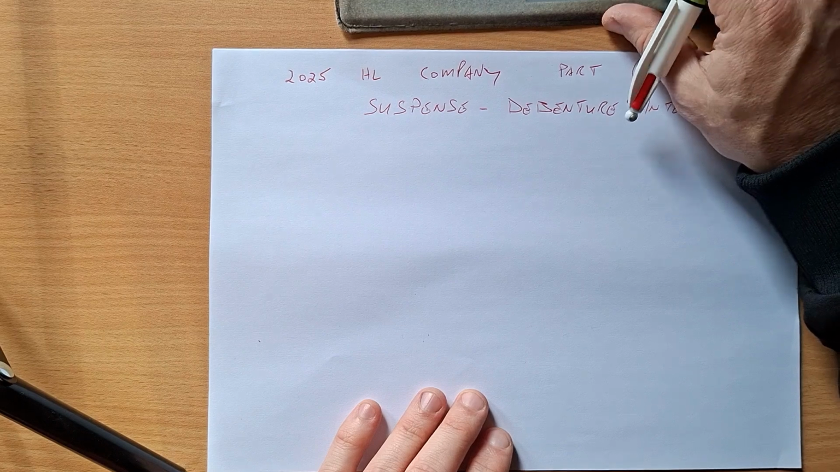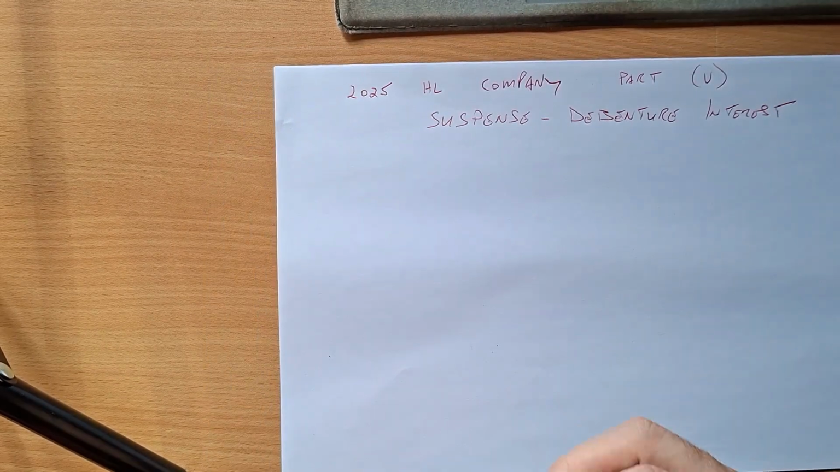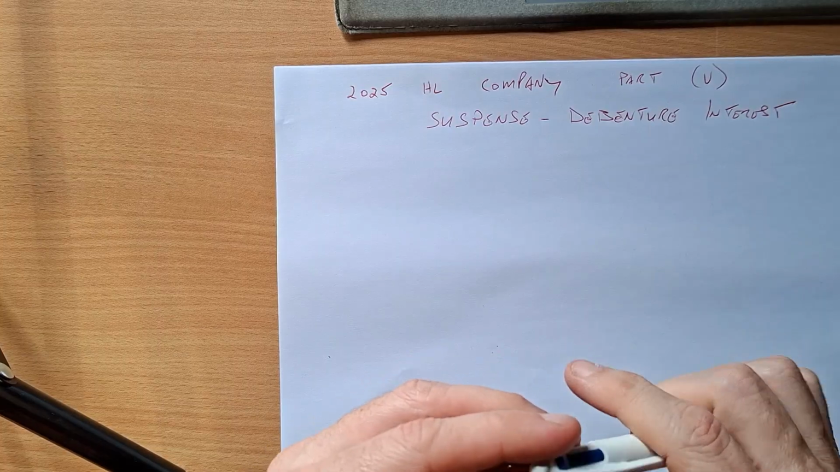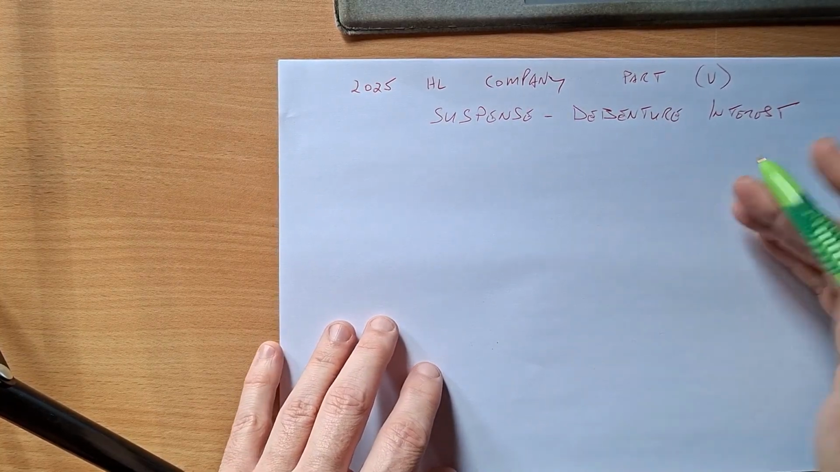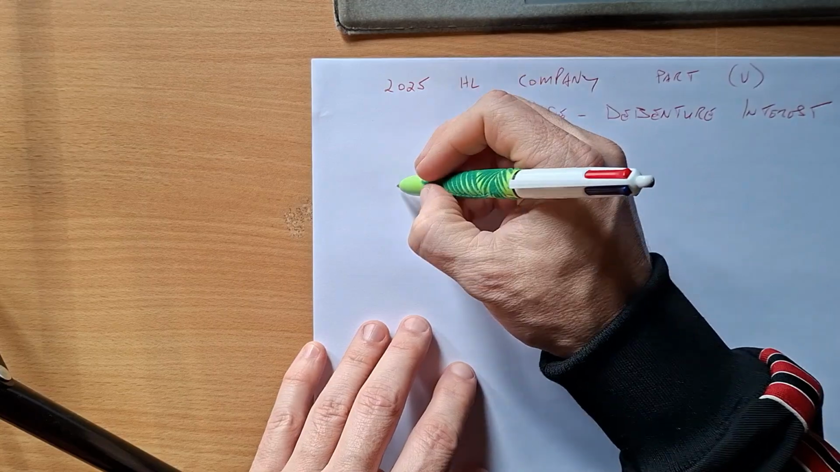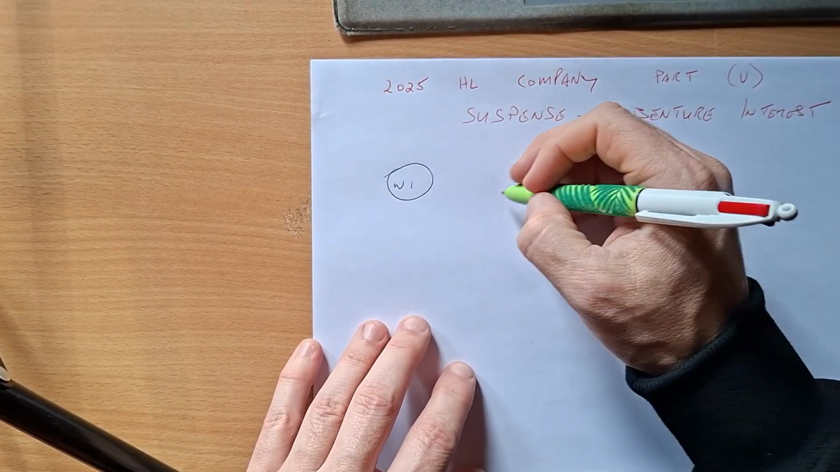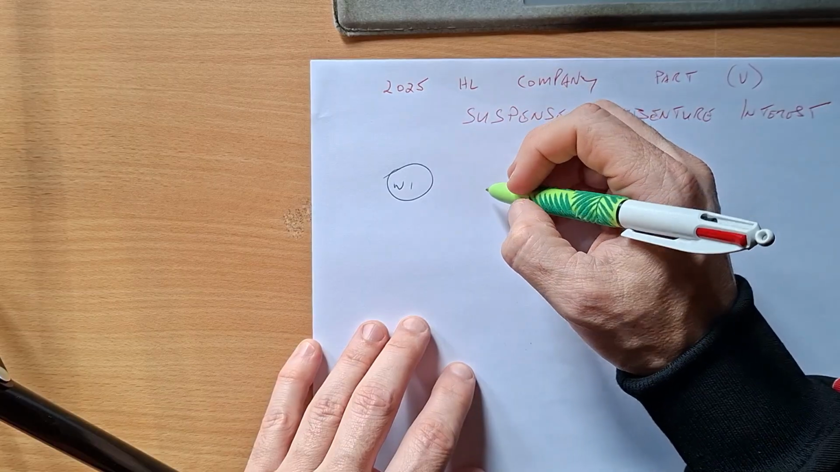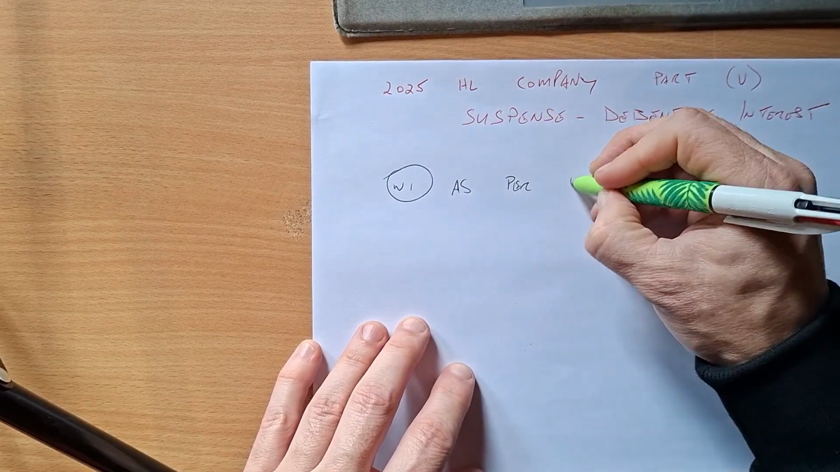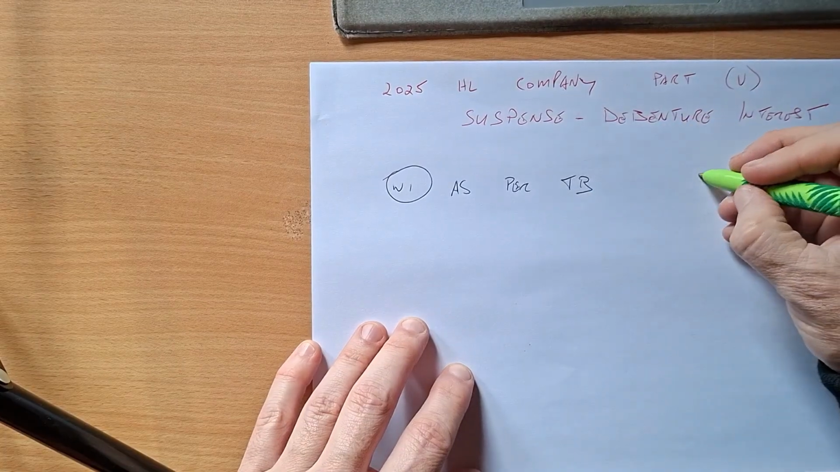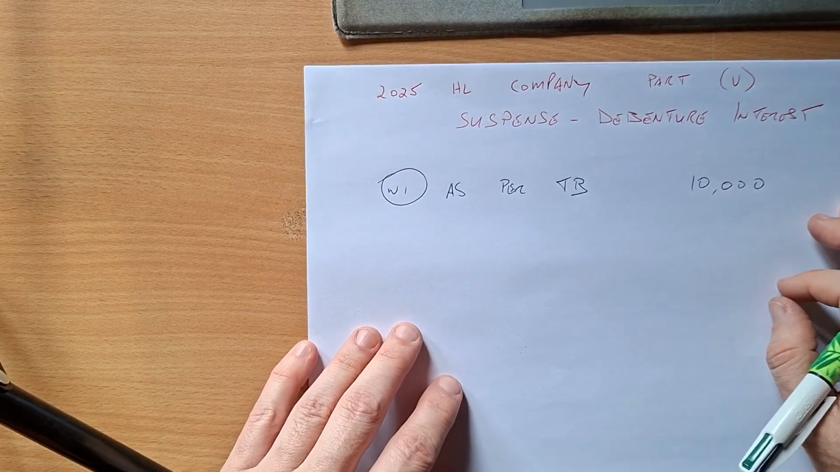All right. So what you need to do is to see whether this 10,000 is right or wrong. Now, generally speaking, that 10,000 figure is incorrect. All right. So what you want to do is do a little working, right? We'll call this working one. And what I'm going to do for the debenture interest, I'm just going to grab the figure as per the trial balance, okay? And they're telling us it's 10,000 euro.